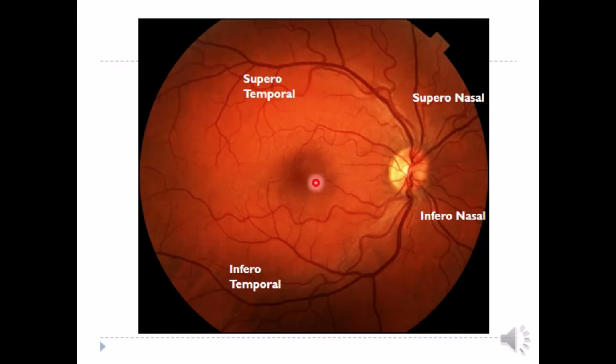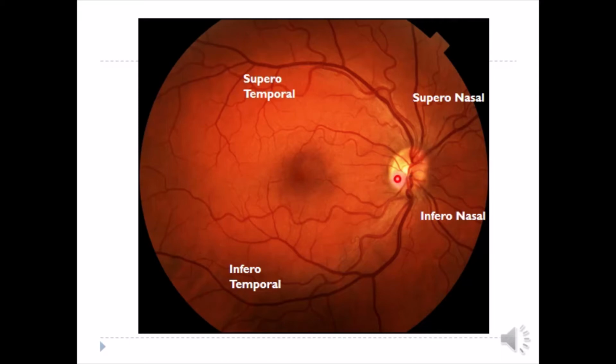And this macula is located temporal to the optic disc. So the location of the macula is temporal to the optic disc. The location of the optic disc is nasal to the macula. Suppose this is the right eye. You have the nose here, and you will have your left eye on that side. So that is the positioning of it.